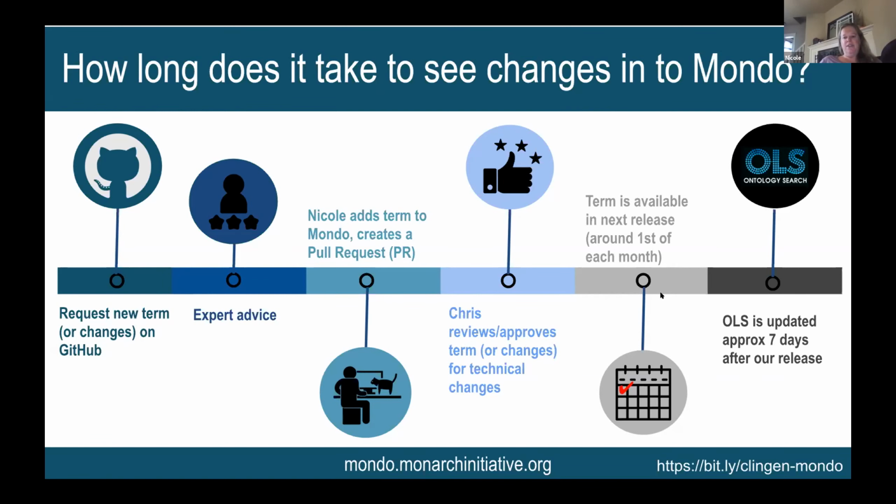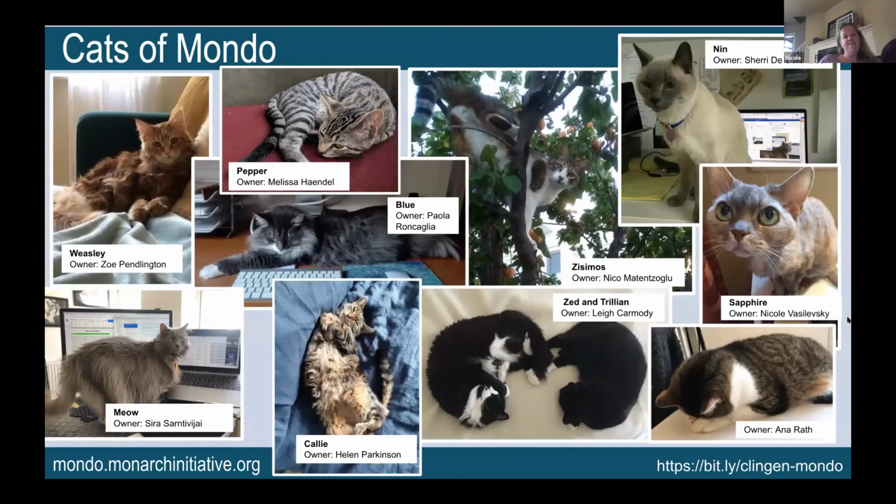And then once the term goes through this process or the changes, like I said, I release the ontology around the 1st of each month. So I'm planning to do my next release on November 2nd, Monday. That's the plan. And then, like I said before, it takes about 7 days for it to be picked up by OLS and to be displayed there. And that brings us to the end.